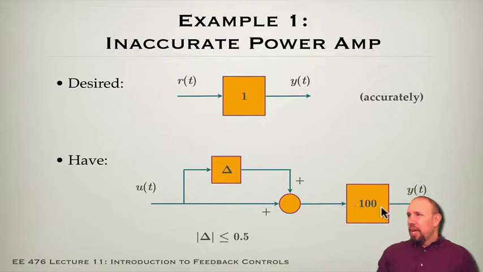Suppose this is what we want, but we actually have this. We have something that has a large gain, and we have uncertainty appearing, where the uncertainty is 0.5, which means this part of the system has a gain that's anywhere from 0.5 to 1.5, depending on the value of delta, the uncertainty. As a result, this overall thing has a gain between 50 and 150. So that's a big difference.